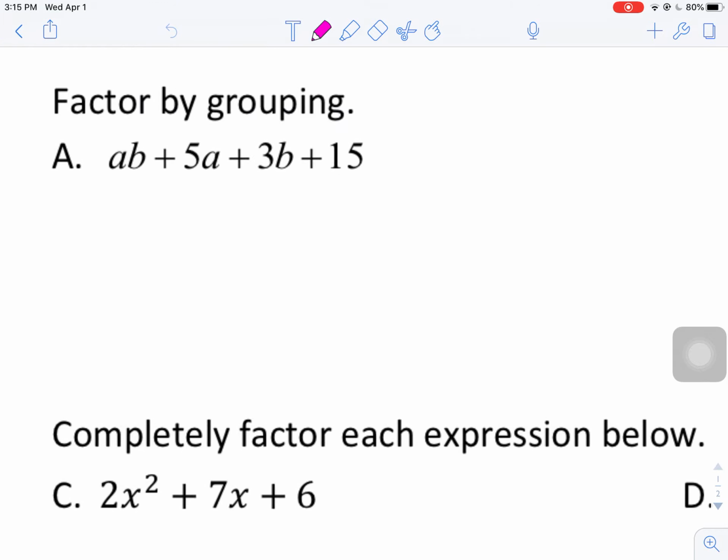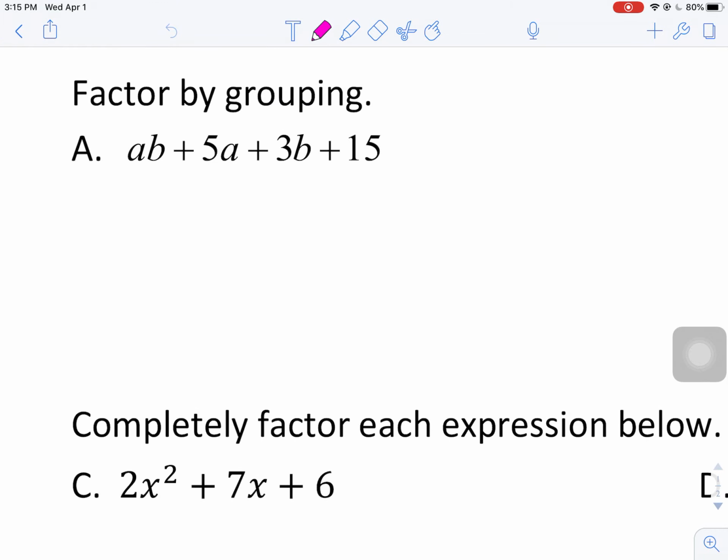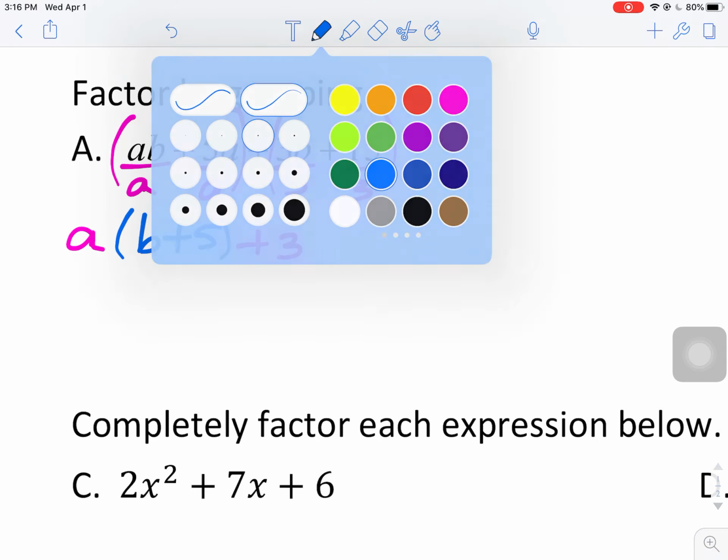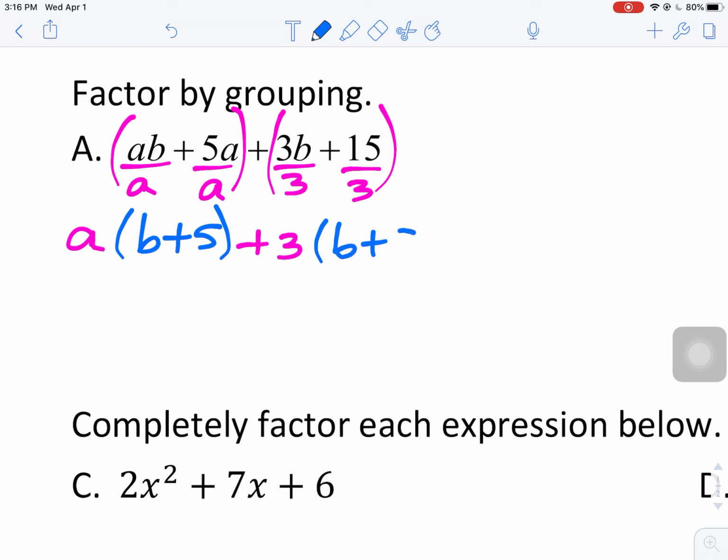So on A, it's 4 terms. There's no GCF for all 4 terms, so we're going to try to do factor by grouping. So I'm going to group the first 2 terms, and then I'm going to group the second 2 terms. In that first set of parentheses, I see a GCF of A. So I'm going to divide an A out in the front, and then I'm going to divide to get my leftovers. Looking in the second set of parentheses, I can divide out a GCF of 3. So the 3 gets divided out in front, and then the leftovers are in the parentheses in the back.